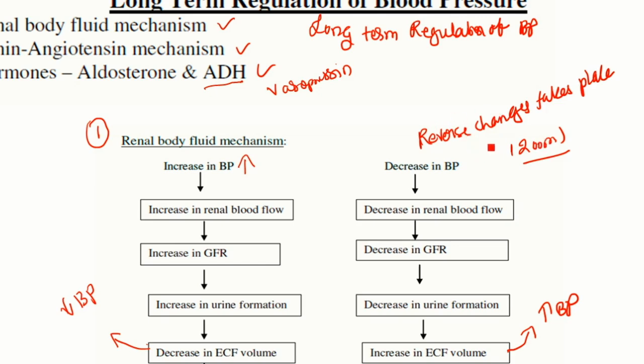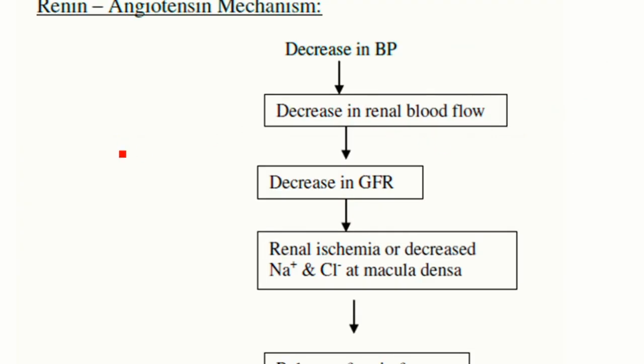Now coming to the renin-angiotensin mechanism, very famous, frequently asked in viva, multiple choice, 3 mark, 5 mark, everywhere. Not renal angiotensin, sorry, renin-angiotensin mechanism. The BP is less, decrease in renal blood flow, decreased GFR. With decreased GFR, there is renal ischemia or decreased sodium chloride level at the macula, leading to release of renin from the juxtaglomerular cells of the kidney.